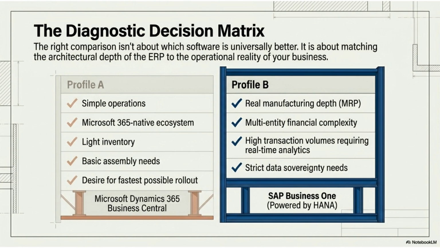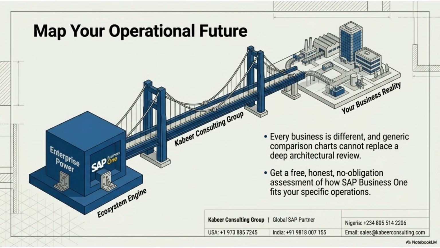Profile A, favoring simplicity and a Microsoft native ecosystem, may prefer Dynamics 365. Profile B, requiring manufacturing depth and complex analytics, is better suited for SAP Business One. Every business is unique. We recommend a deep architectural review rather than relying on generic comparisons.